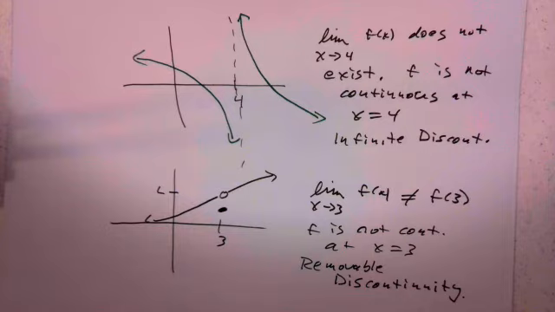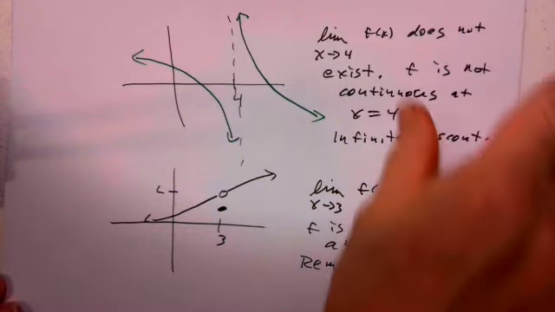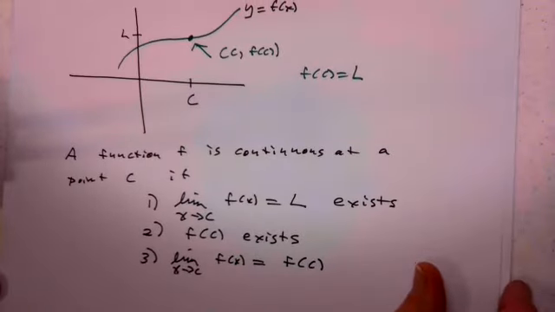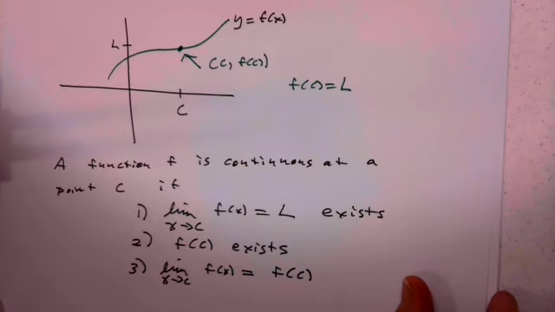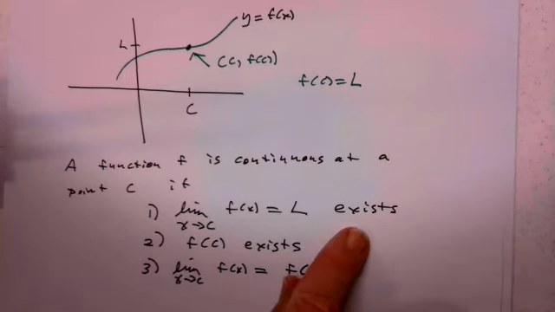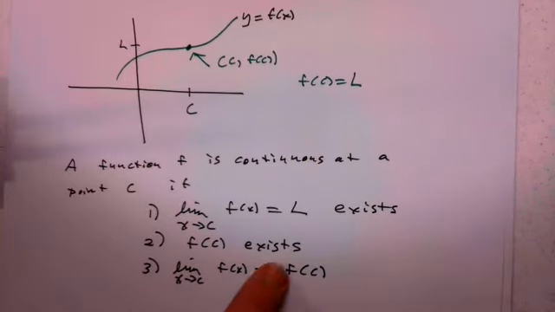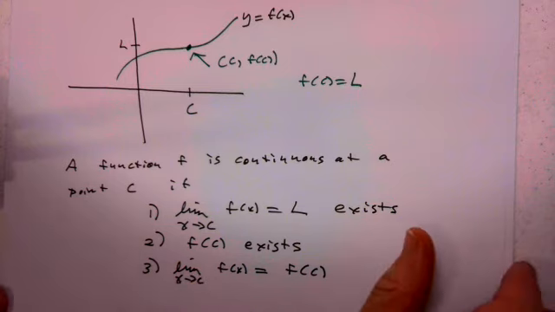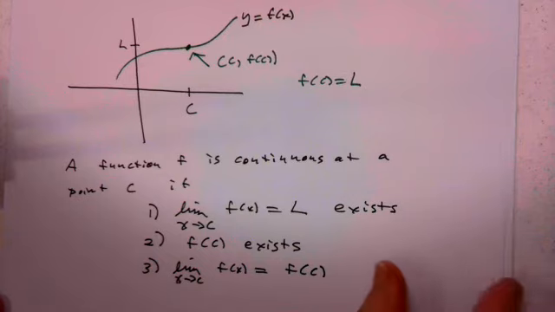Okay, so our basic idea, let's keep in mind our rule that we're working with here. A function is continuous at a point C if the limit as x approaches C of f of x equals L, that limit exists, if f of C exists, and if that limit is the same as the value of the function. That's what we want to have. Well, I want to talk a little bit about left and right continuous. We can have a situation where something is not continuous, but it is left or right continuous.